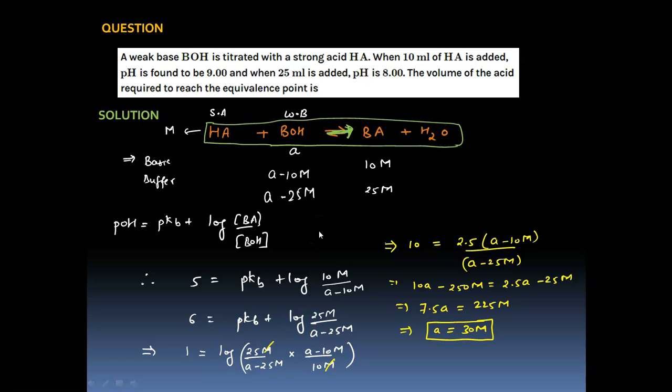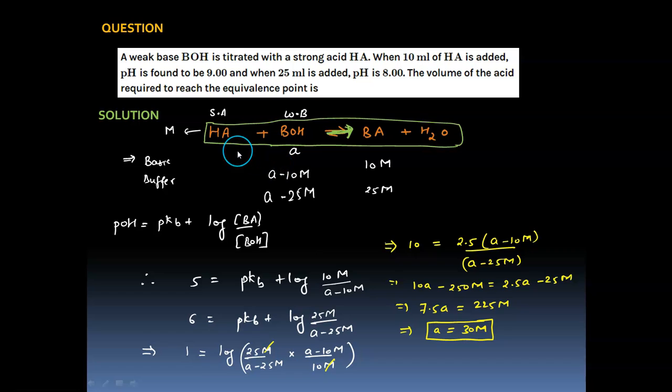This question says a weak base BOH is titrated with a strong acid HA. When 10 ml of HA is added, pH is found to be 9, and when 25 ml is added, pH is 8. The volume of acid required to reach the equivalence point.